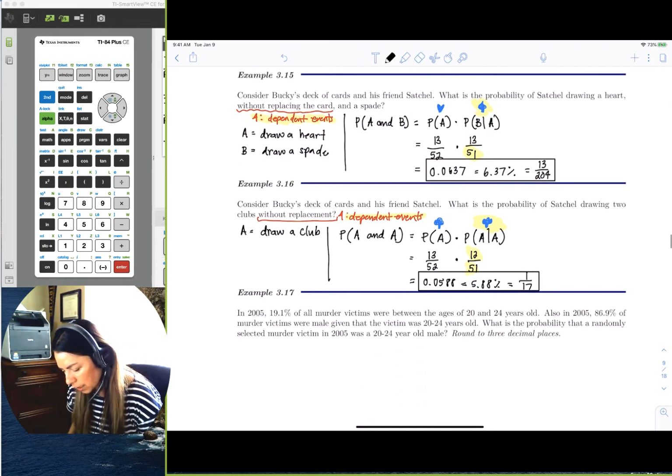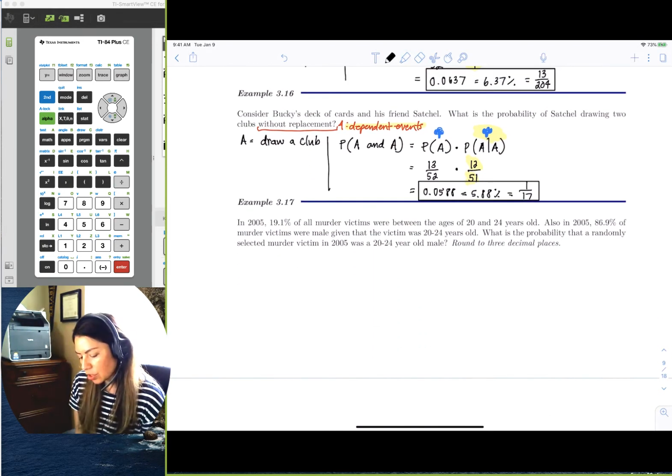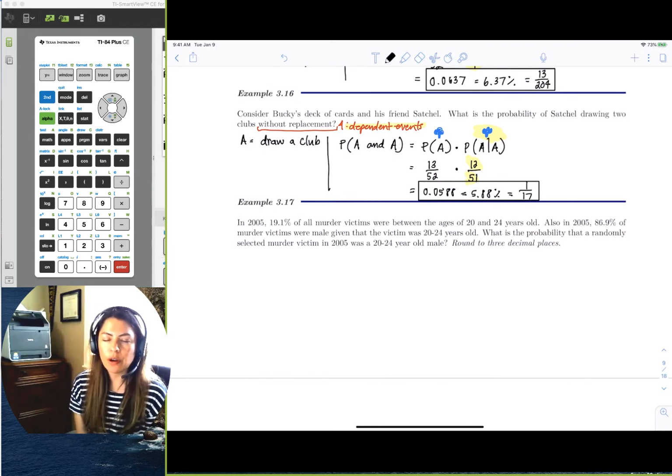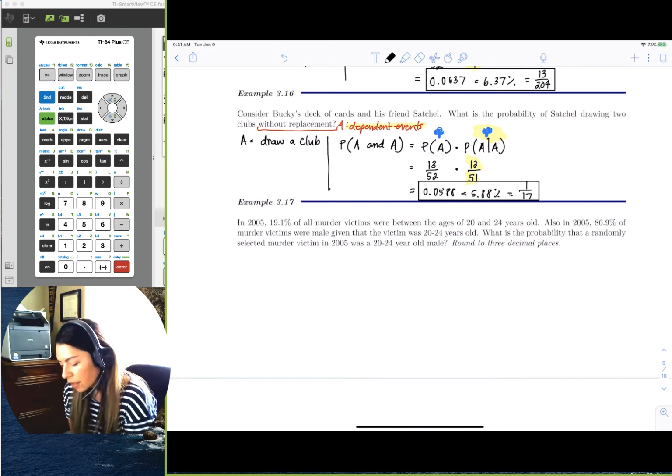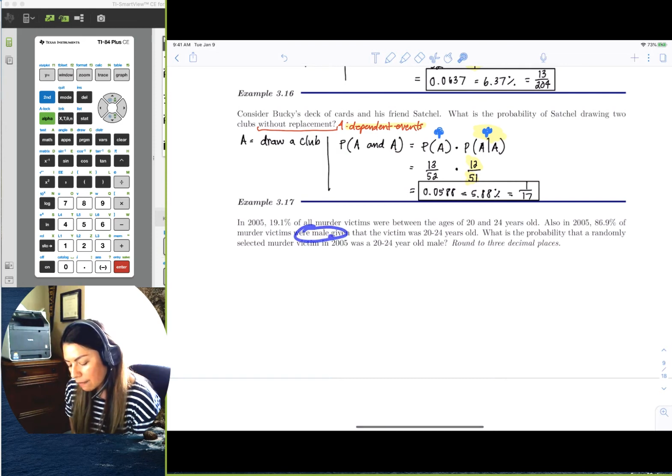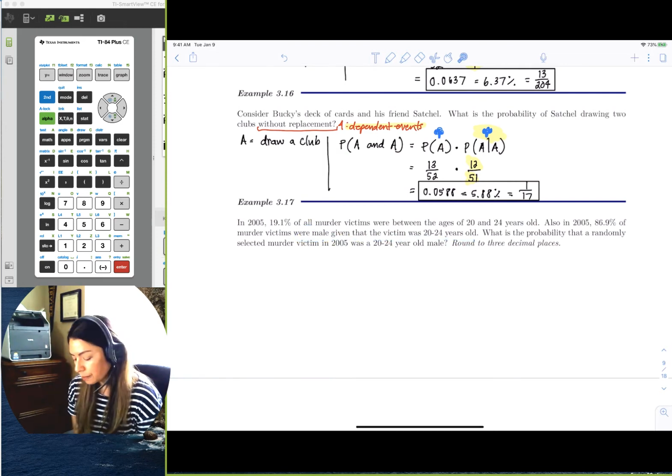This data is actually taken from the National Data Information Center. In 2005, 19.1% of all murder victims were between the ages of 20 and 24 years old. Also in 2005, 86.9% of all murder victims were male, given that the victim was 20 to 24 years old. What is the probability that a randomly selected murder victim in 2005 was a 20 to 24-year-old male? And round to 3 decimal places.